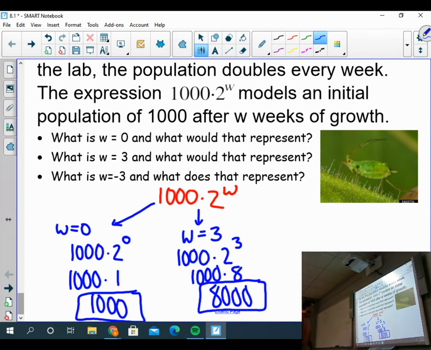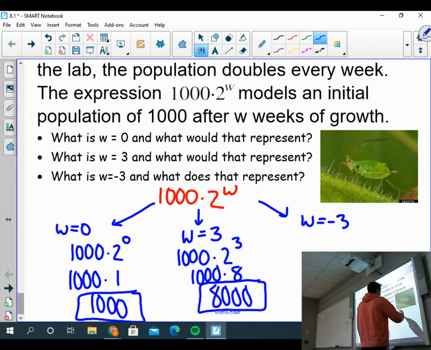Well, if our expression models the population, then what we see here is we have a population of 8,000 green peach aphids after 3 weeks have gone by, right? If we look at 1,000 times 2 to the w, we have currently 1,000 green peach aphids. They're doubling every week. So every week that goes by, we multiply by 2 more. So we have 2 to the w. So 2 to the third power multiplied by my initial 1,000 tells us that after 3 weeks go by, if you keep doubling, if you start with 1,000, in 3 weeks you have 8,000 green peach aphids.